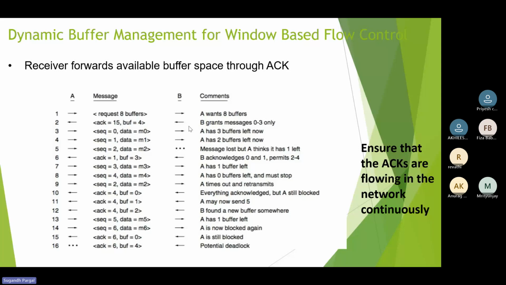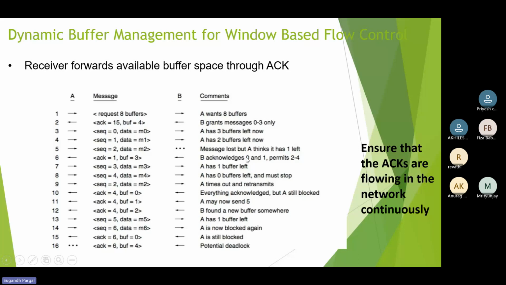Then the sender side A sends sequence number 0 with data M0. Then A has 3 buffers left now. Then it sends sequence 1, and A has 2 buffers left now. Then it sends sequence 2, and A has 1 buffer left now. But it might be the case that this message gets lost, but A still thinks that it has 1 buffer.